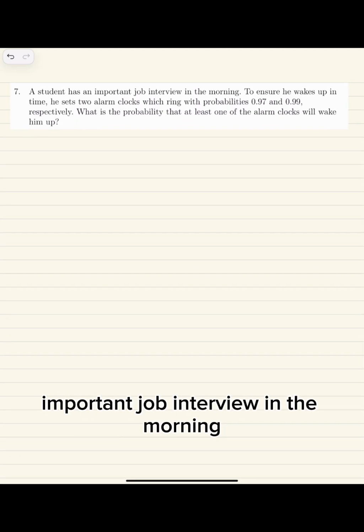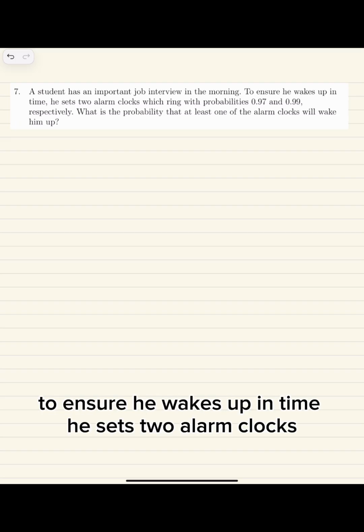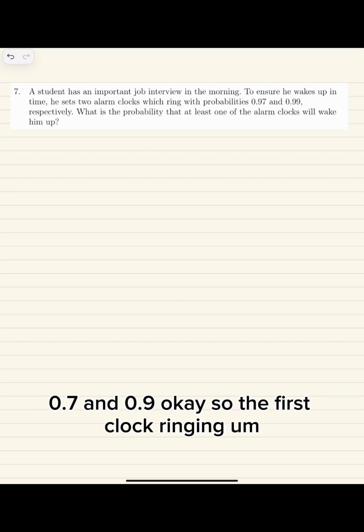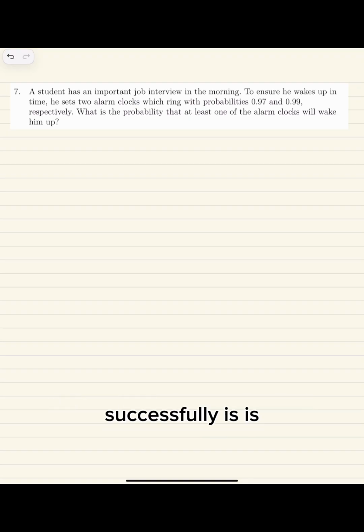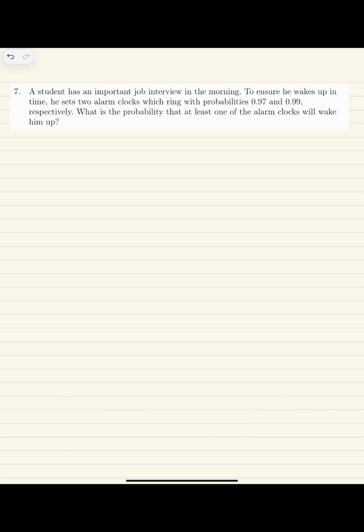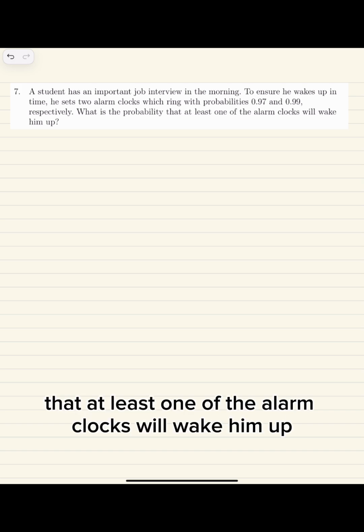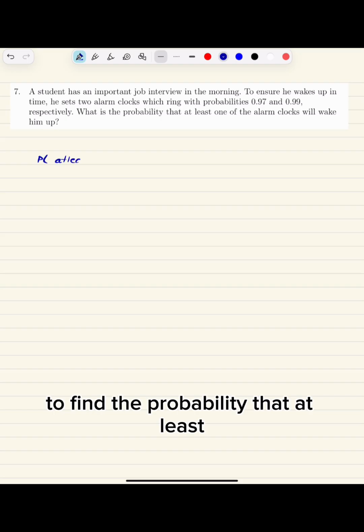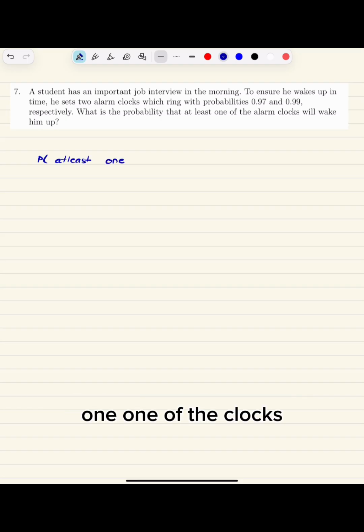A student has an important job interview in the morning. To ensure he wakes up in time, he sets 2 alarm clocks, which ring with probabilities 0.7 and 0.9. Okay, so the first clock ringing successfully is 0.7, and the second one ringing is 0.9. What is the probability that at least one of the alarm clocks will wake him up? So they want us to find the probability that at least one of the clocks rings.